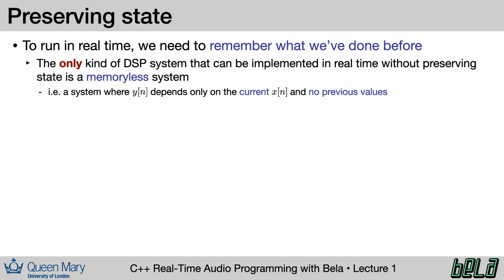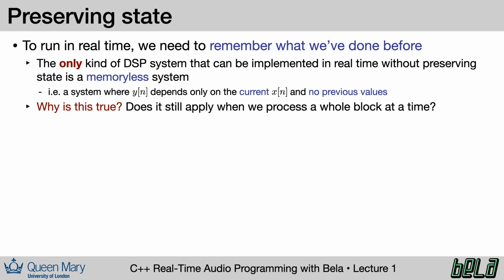Now I want to talk about why this works, and indeed why it's necessary. If we're implementing a real-time DSP system, then we almost always have to remember what was happening before. The only kind of DSP system that we can implement without remembering what we were doing before is what's called a memoryless system, which is to say something where the current output value depends only on the current input and no previous values of any sort. Now, that's worth unpacking a little bit.